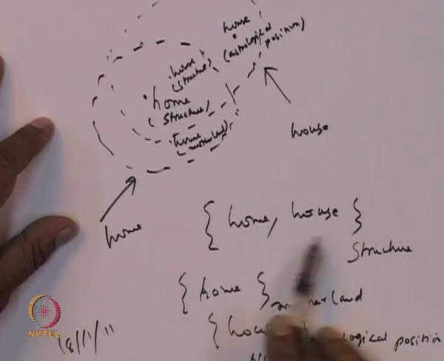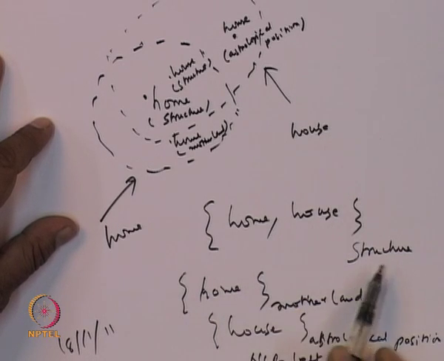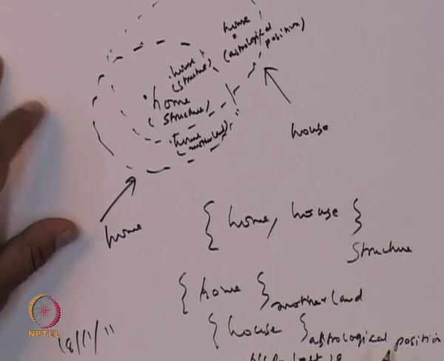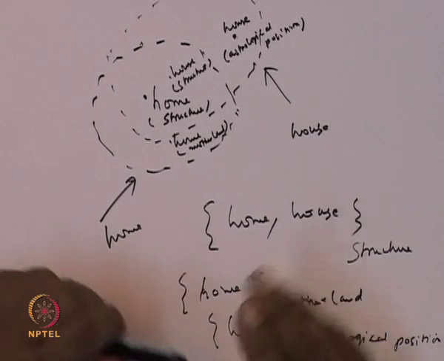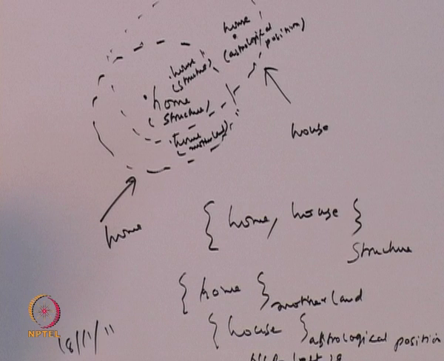So, home and house are put together as synonymous words, a set of synonyms meaning structure. Home is a singleton set with motherland meaning, and house is a singleton set with astrological position meaning. So, this forms the foundation for Wordnet, which we will elaborate in the next class.